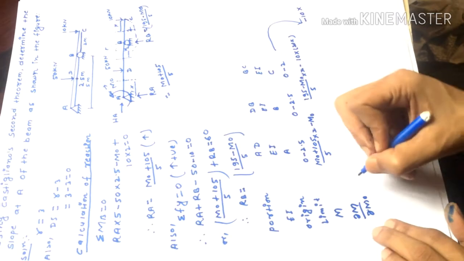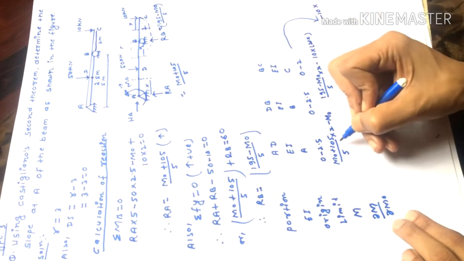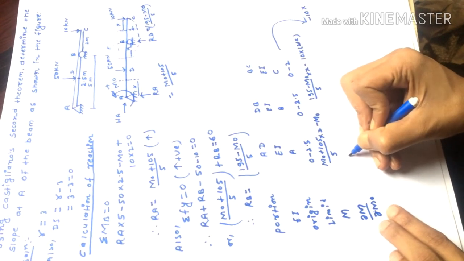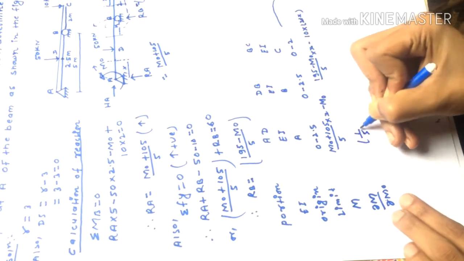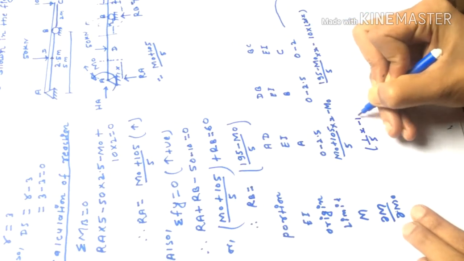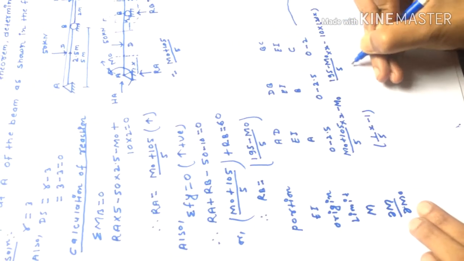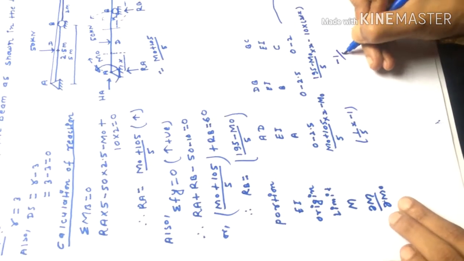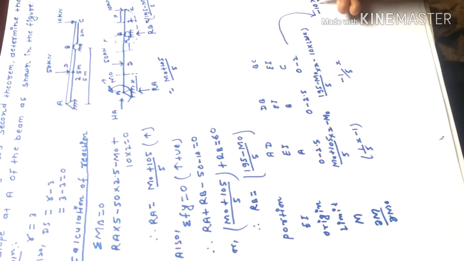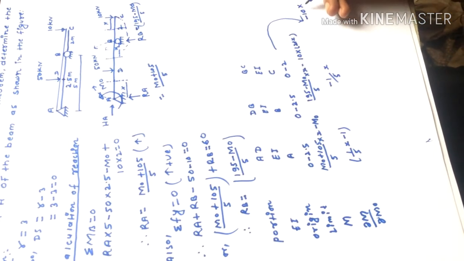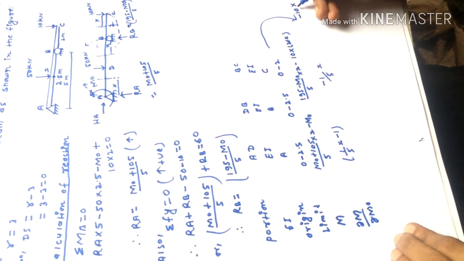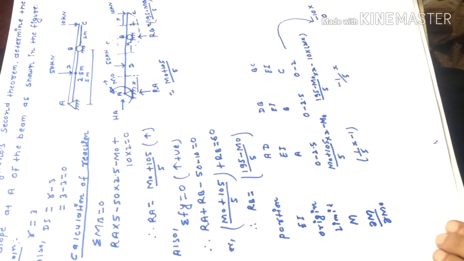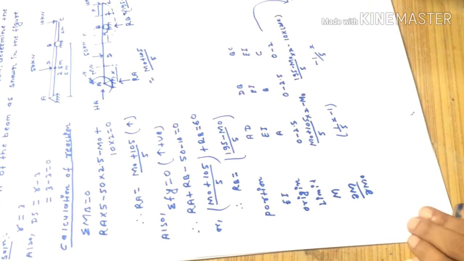Next, del M by del m0. On differentiating with respect to m0, we get here 1 by 5 x minus 1. Also here we get, on differentiating with respect to m0, 1 by 5 x. This is the constant term, that is there are no terms with m0, so on differentiating this term with respect to m0, we get the derivative as 0.